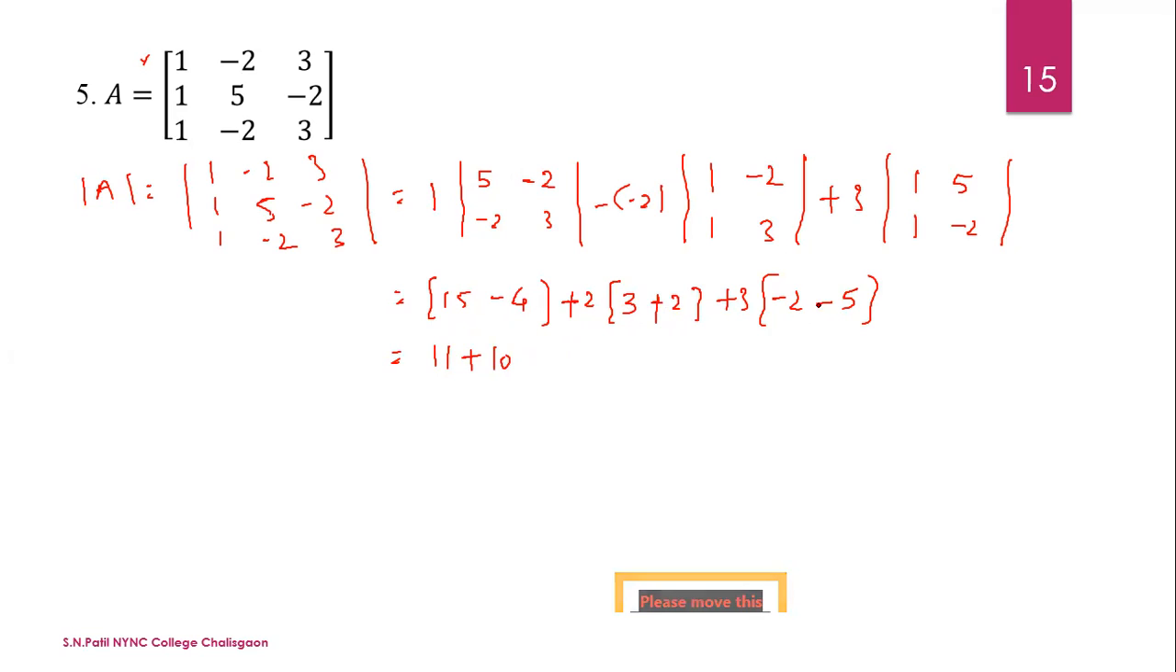Now next, minus 7 into 3, that is minus 21, okay, is equal to, now 11 plus 10, that is 21, and minus 21, so we get the 0 value. So in this way we calculate determinant of 2 by 2 and 3 by 3 matrices.